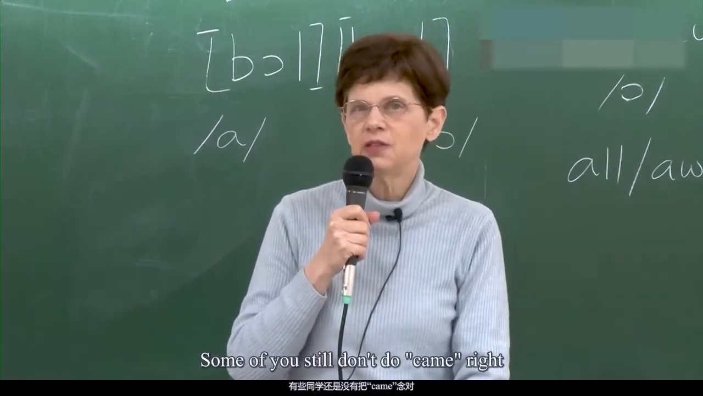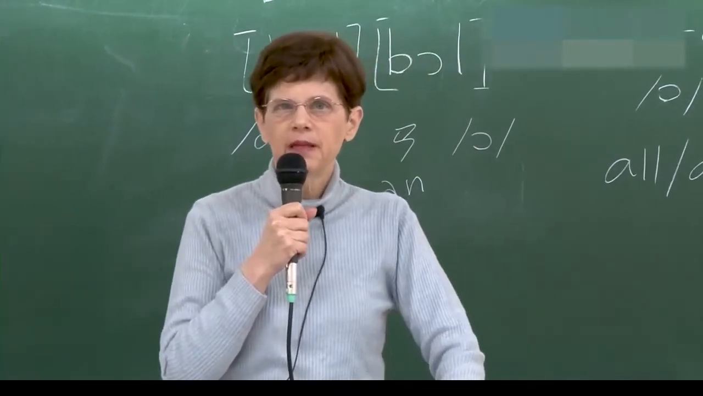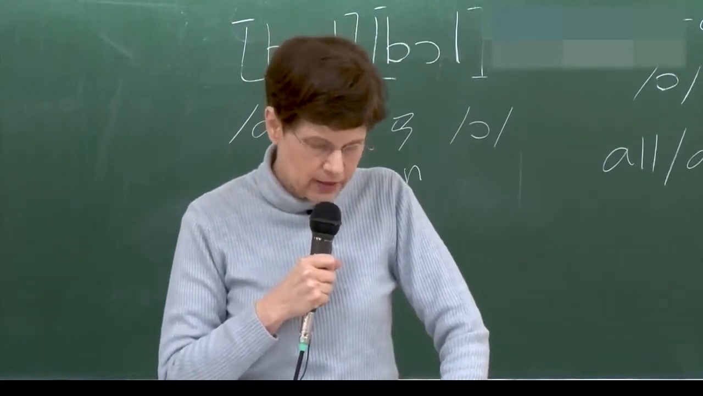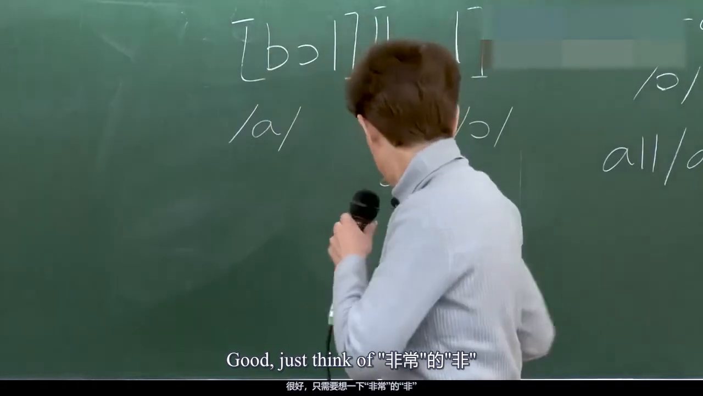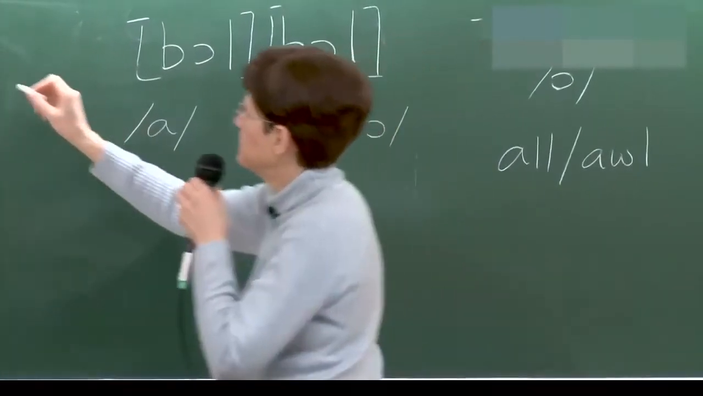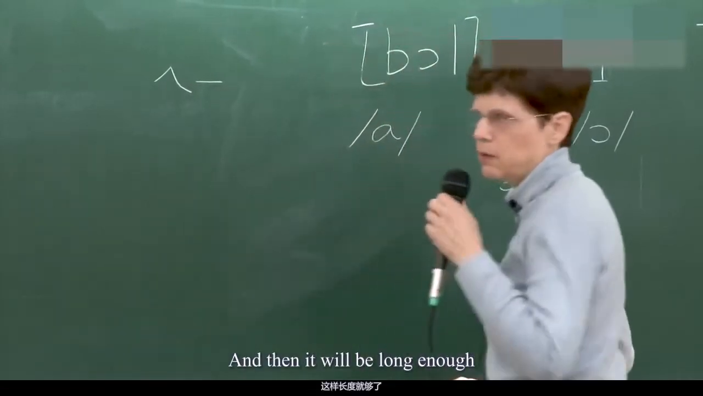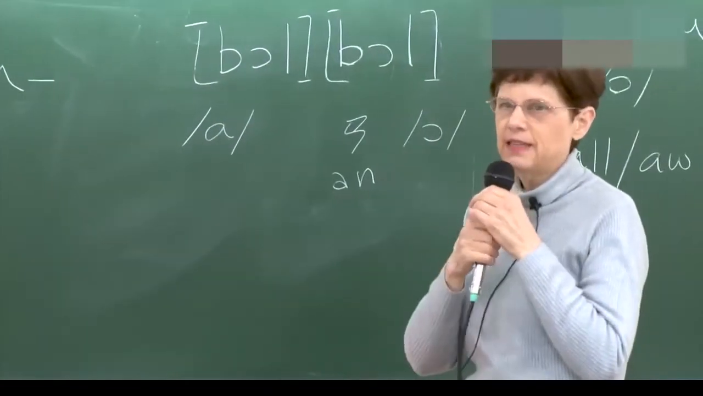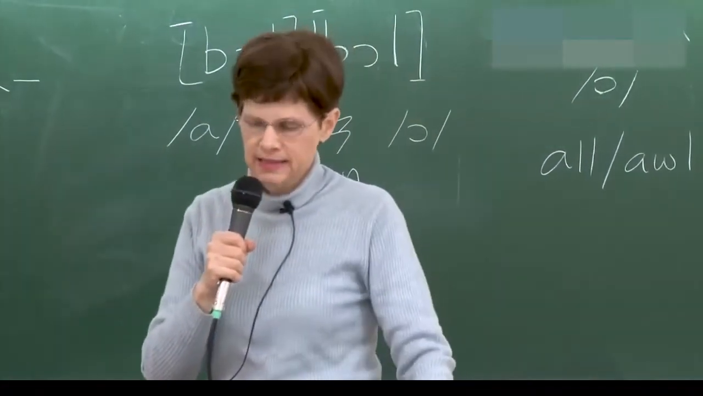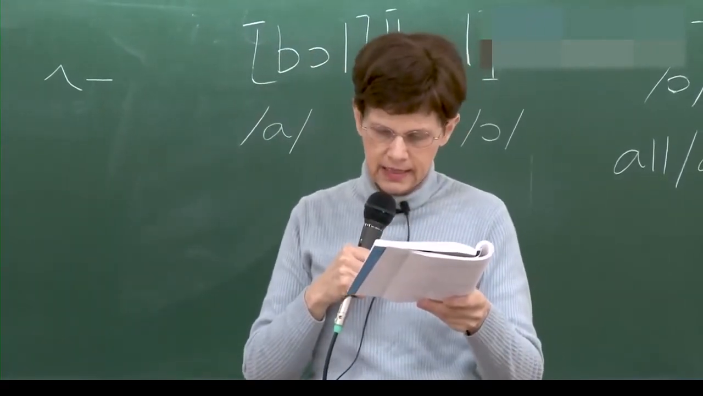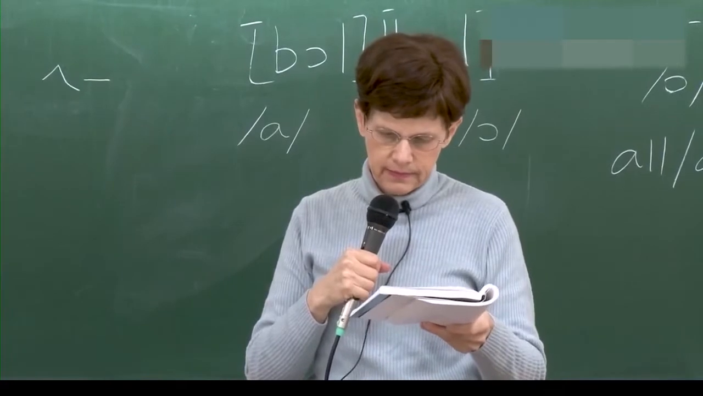Some of you still don't do came right. You're saying kem. Let's do A by itself. A. Good. Just think of 非常的非 里面的那个 A and put an E after it, and then it will be long enough. 非. So A. Yeah, that's good. So they came late. They came late.